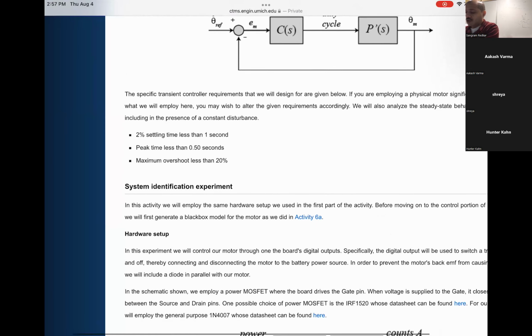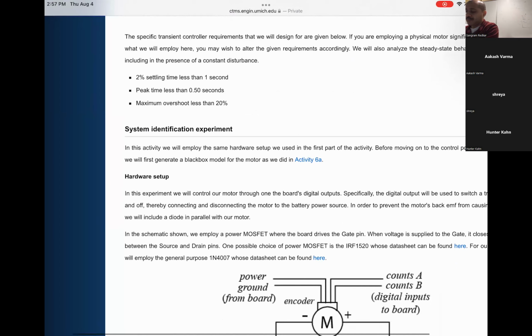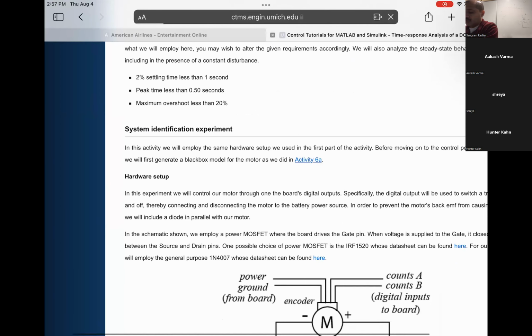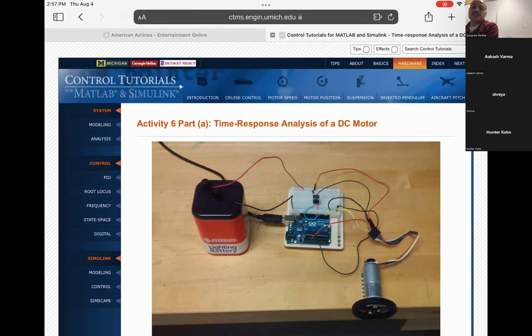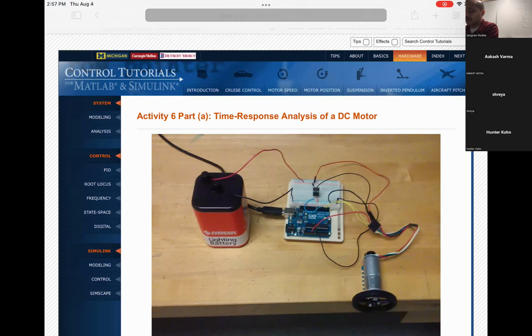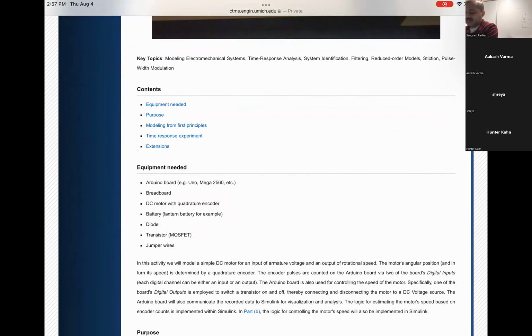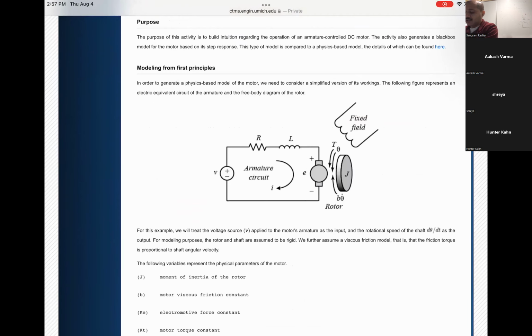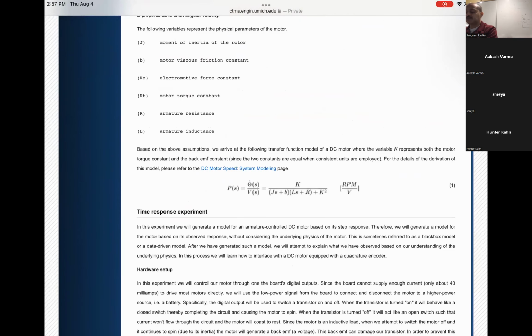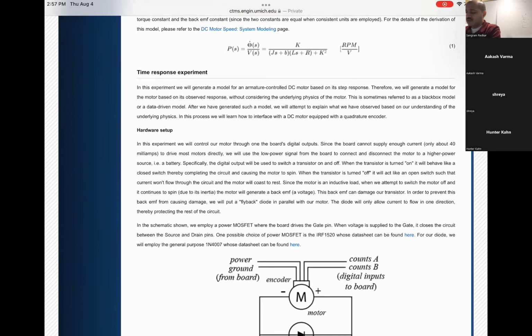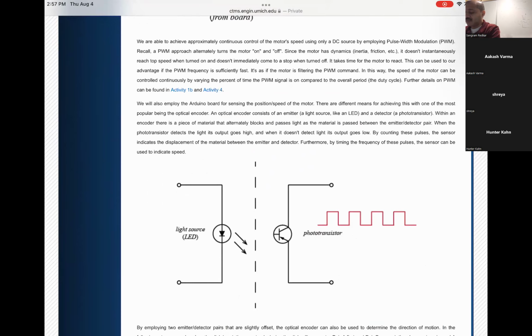First of all, we want to come up with a system identification. If you want to do the system identification, you will have to complete something called the time response analysis of the DC motor. As you go through this, we have all the supplies, and then you can actually do this mathematical modeling from first principles. And can you see that we got the transfer function for the motor? And then if you go down, it will actually tell you how to do this activity.